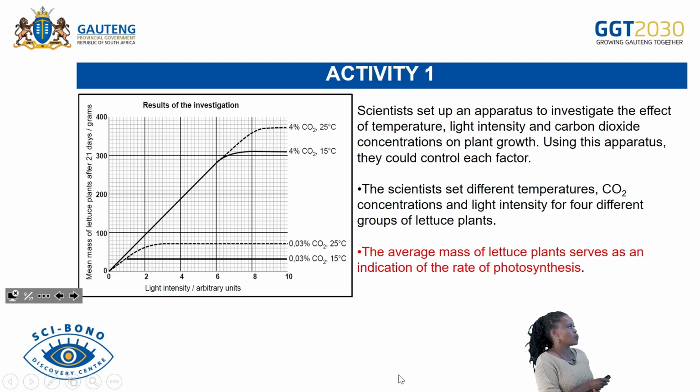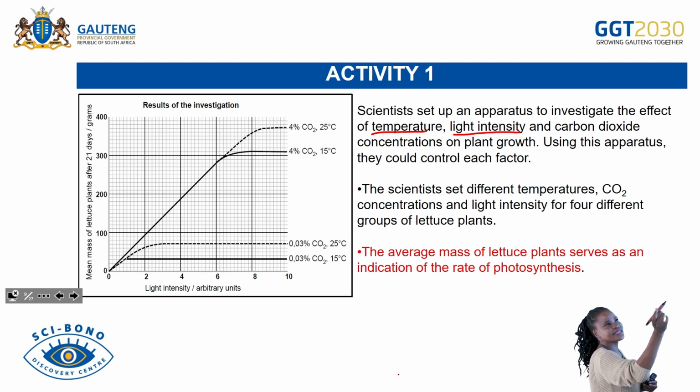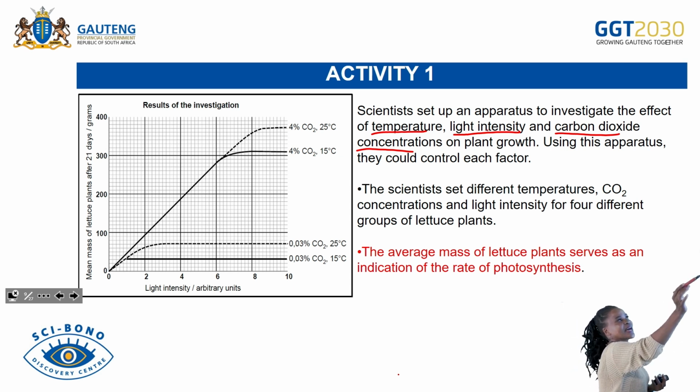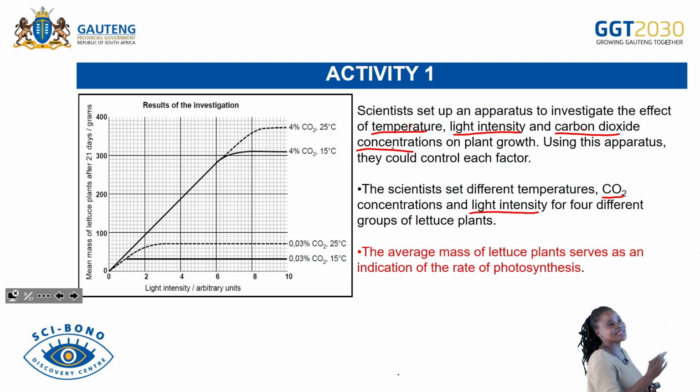What we are given on activity 1, we are given a graph, but the graph is explained on our right-hand side, that the scientists set up an apparatus to investigate the effect of temperature, the effect of light intensity, and the effect of carbon dioxide concentrations on plant growth. Now, using this apparatus, they could control each factor. So what are the factors? These are the factors. Now, the scientists set different temperatures. They set the carbon dioxide concentrations, and then they also set light intensity for 4 different groups of what?